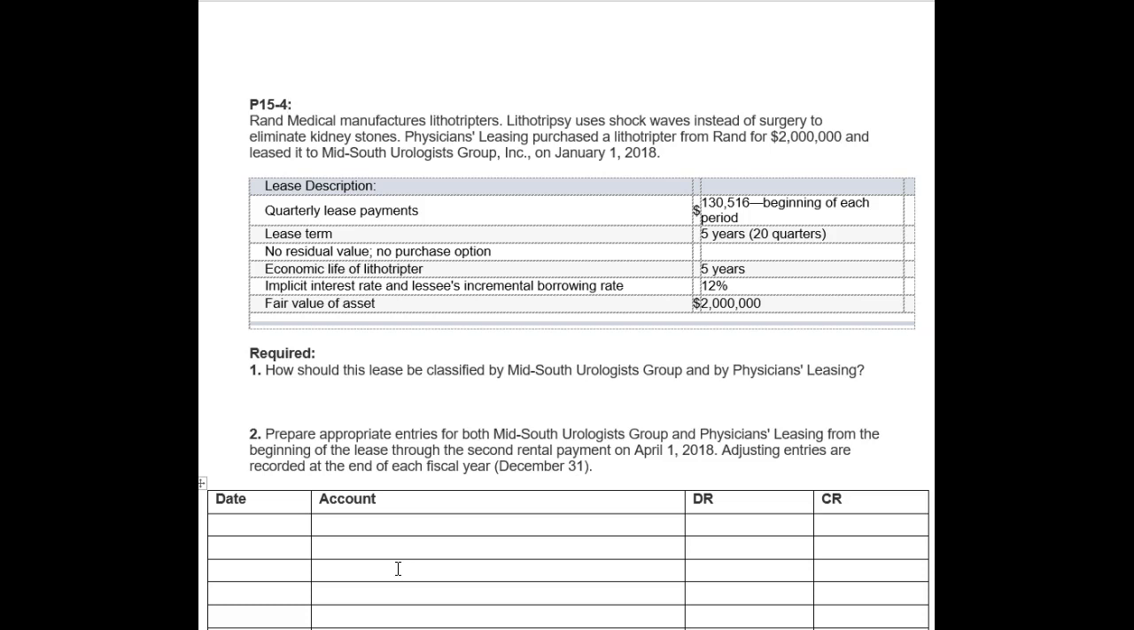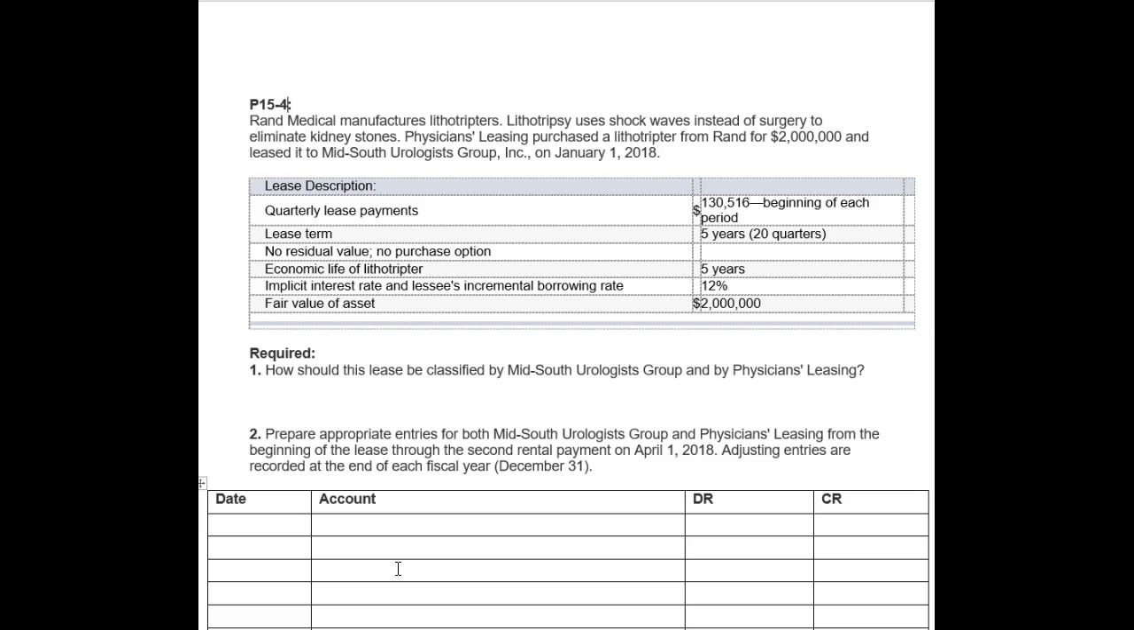on January 1st, 2018. So first, let's identify the lessee and the lessor. The lessor is Physicians Leasing, and the lessee is Mid-South Urologist Group. Now, the lease description says that the quarterly lease payments are $130,516, and each payment is due at the beginning of each period.